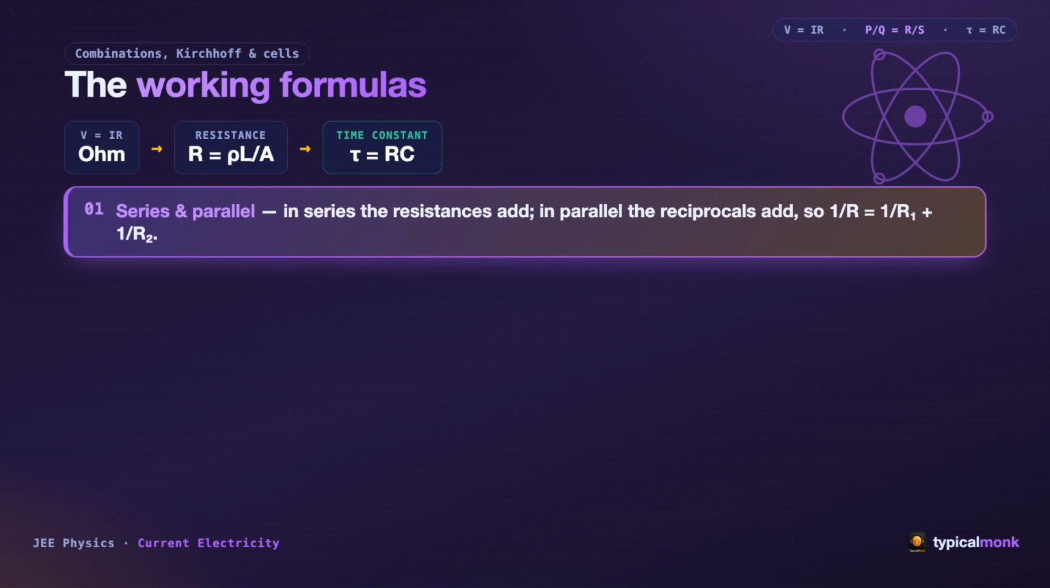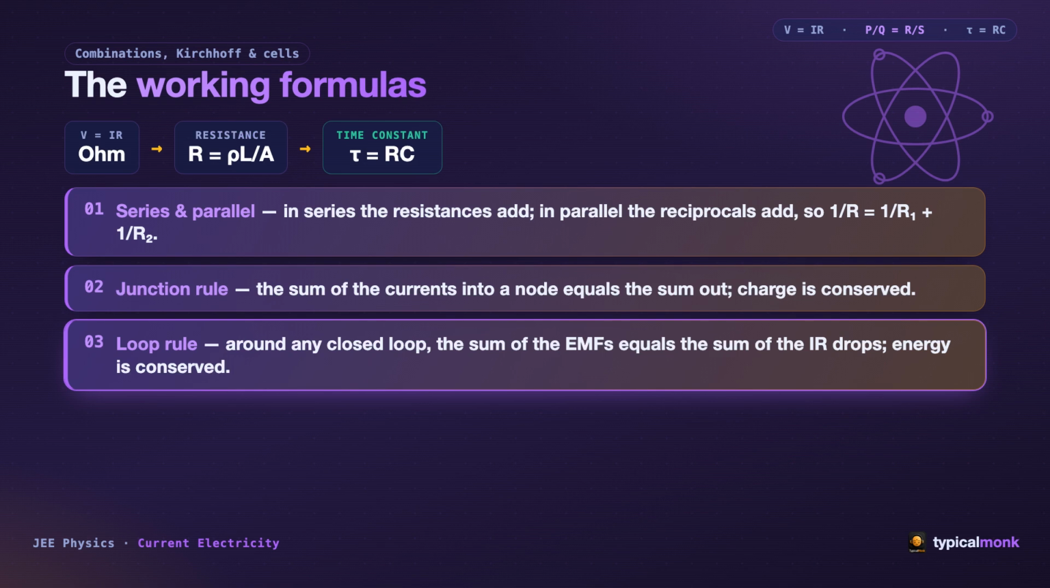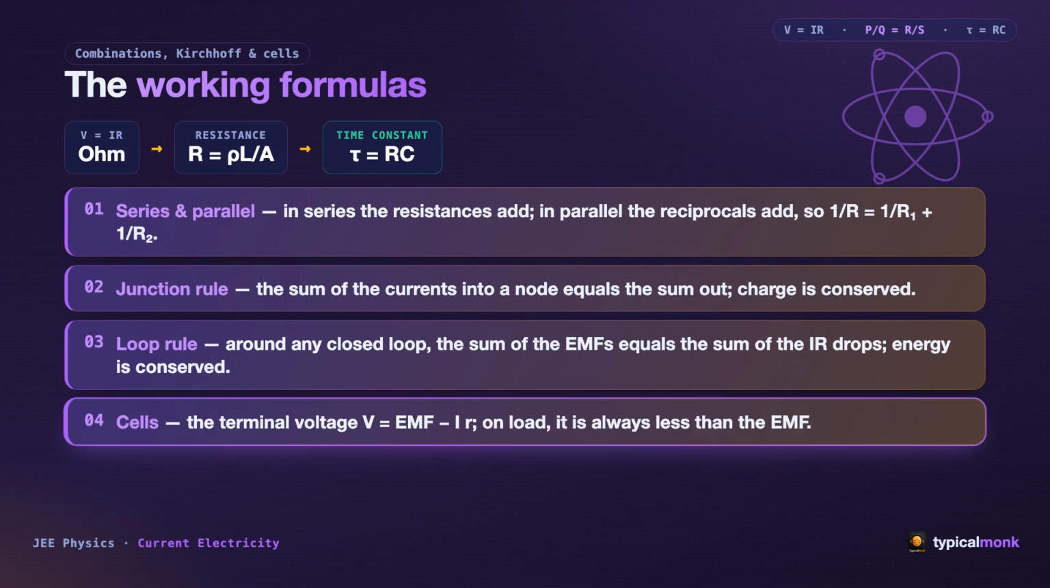Series and parallel. In series, the resistances simply add. In parallel, the reciprocals add: 1 over R equals 1 over R1 plus 1 over R2. The junction rule. The sum of the currents flowing into a node equals the sum flowing out of it. Charge is conserved. The loop rule. Around any closed loop, the sum of the EMFs equals the sum of the IR drops. Energy is conserved. And cells. The terminal voltage V equals the EMF minus I times r on load. It is always a little less than the EMF.